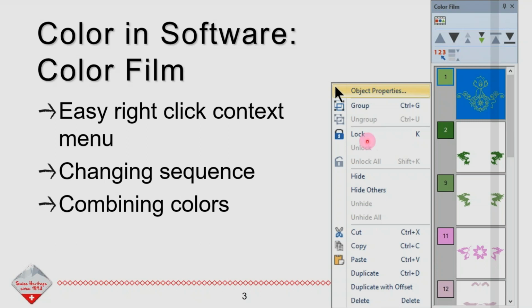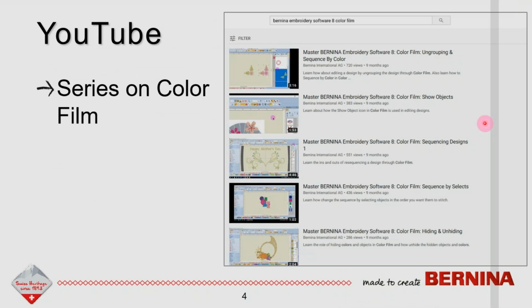Another thing that we use color film for is changing the sequence of colors. So I can click on a part of a design and move it up or down in the sequence. And then you can also use color film for combining colors. I do want to mention there are YouTube videos that have been posted about Software 8, and there is a series on color film, so you can review those YouTube videos if you need more information about color film.